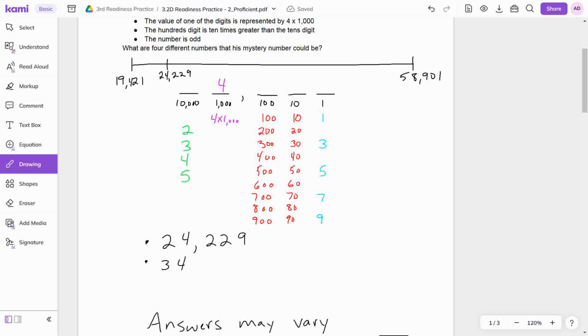So I'm going to do 34. Now that 4 has to stay in the thousands place. But instead of 22, I'm going to put 66. All right, that's 660. And let's make it 1. So that's going to be, just my guess is where that would land, 34,661. Right, so that meets all my criteria.